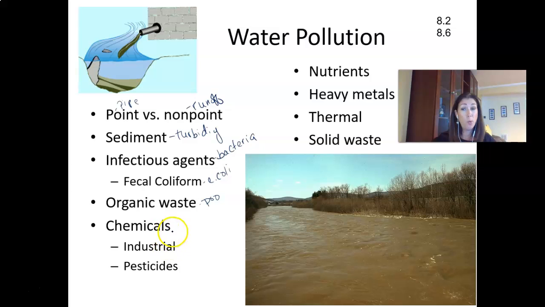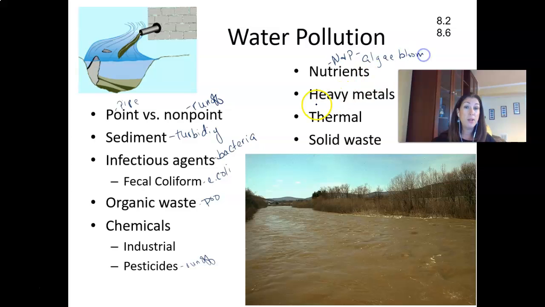Chemicals from runoff or point sources. So these can be point or non-point. Industrial chemicals, some factories are permitted to pollute a certain amount into their waterways. Pesticides, this mostly would come from runoff. Nutrients like our nitrogen and phosphorus. The reason why we're concerned about this is that that addition of nutrients, just like on land, will cause plants to grow. They'll cause an algae bloom in our waterways.